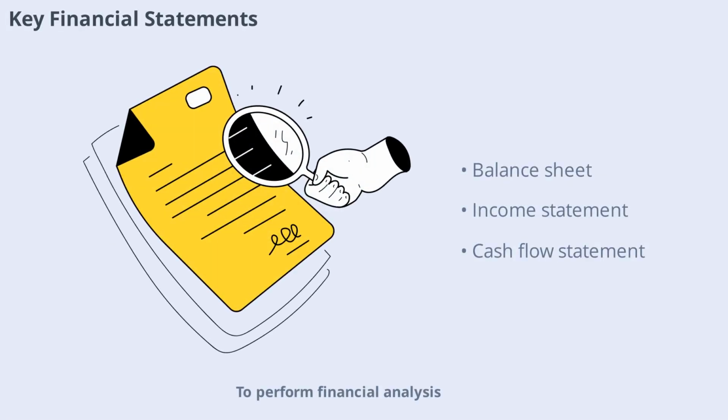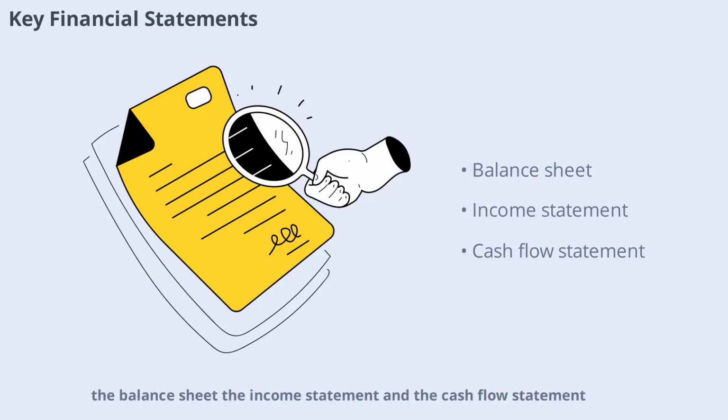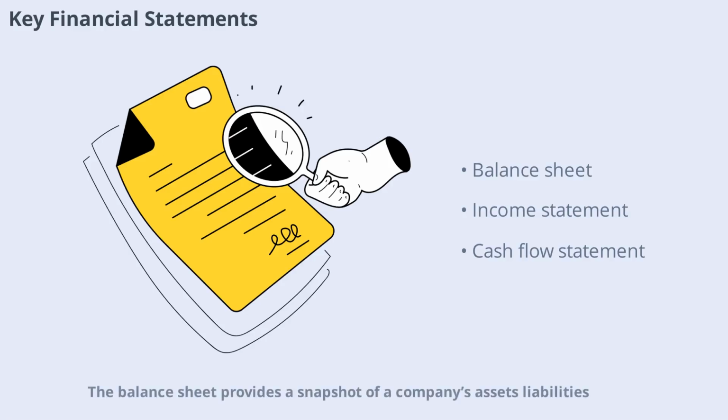To perform financial analysis, it's essential to understand the three main financial statements: the balance sheet, the income statement, and the cash flow statement. The balance sheet provides a snapshot of a company's assets, liabilities, and equity at a specific point in time. The income statement shows revenues, expenses, and profits over a period, while the cash flow statement tracks the movement of cash in and out of the business. Together, these documents offer a complete picture of financial health and performance.